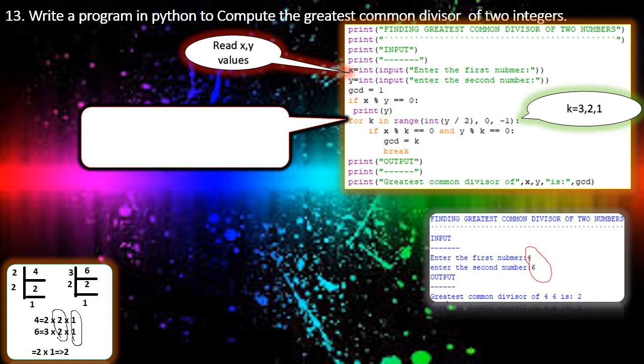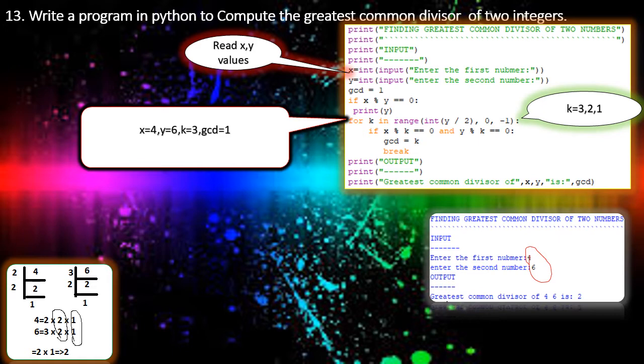See the k value: the starting value in the range operator is 6 by 2, the y value is 6, so 6 by 2 is 3. So the starting k value is 3 and the ending value is 0. Okay, so it will be reduced by the step value minus 1. So 3 minus 1 is 2 and 2 minus 1 is 1. 1 minus 1, it will get started.